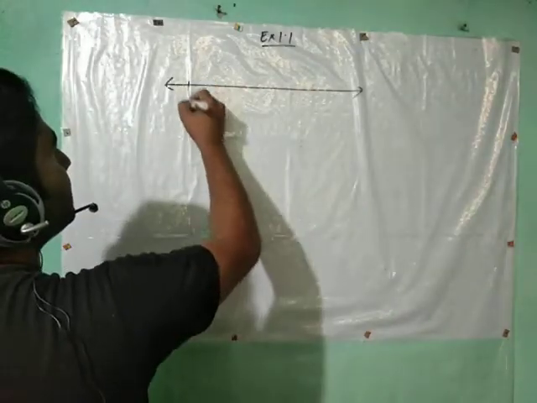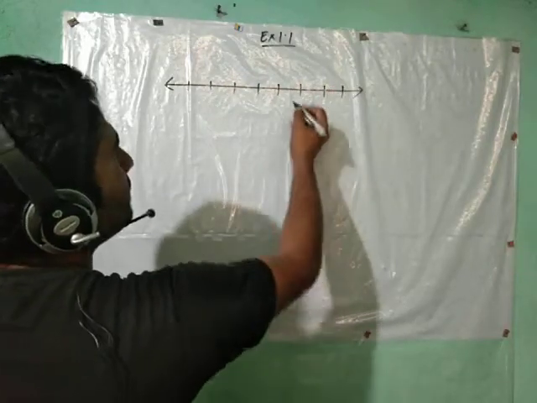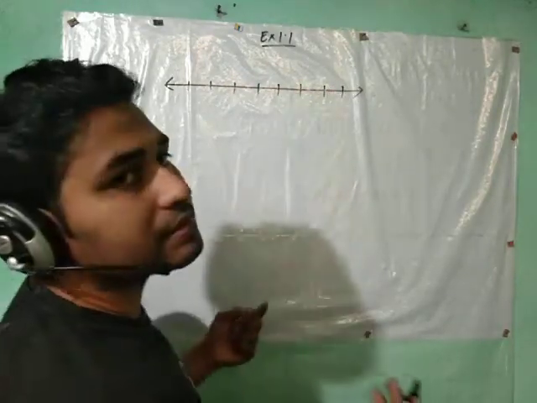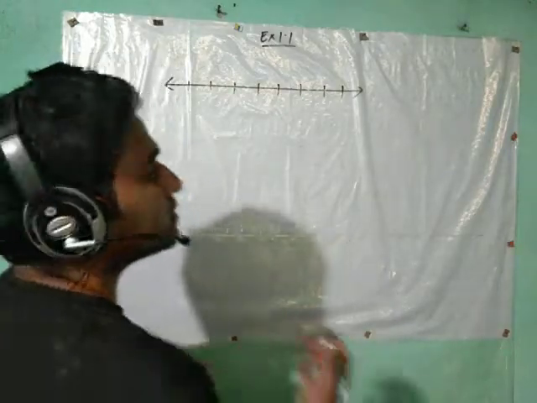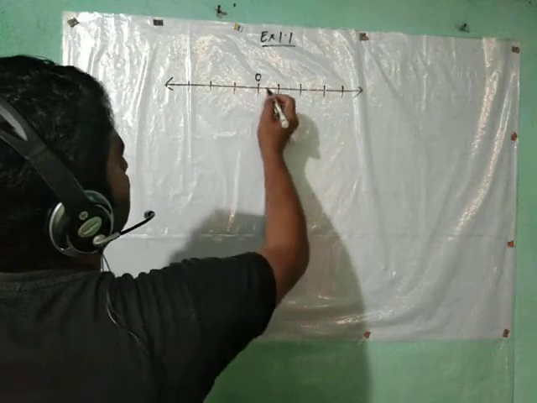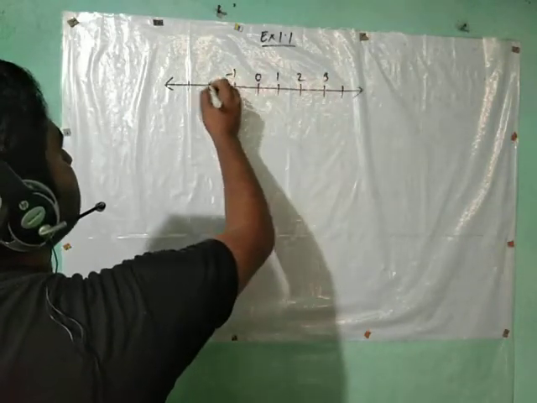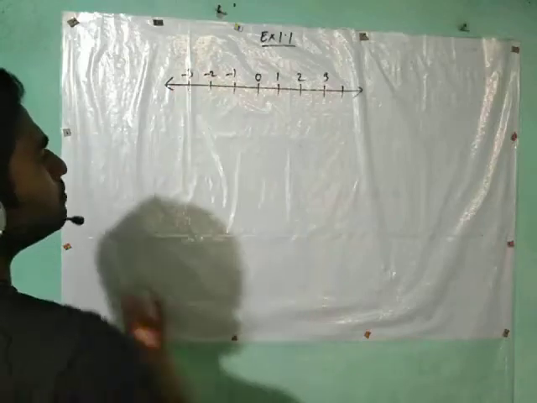That means several points may be there, and in between these points also there are several numbers. Now suppose this is 0. Let me consider this is 0. This is 1, this is 2, this is 3. Then this is 4, 5, 6. This is -1, -2, -3. Now why am I putting minus here?